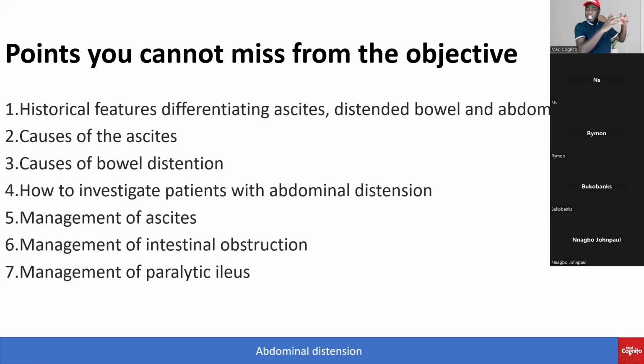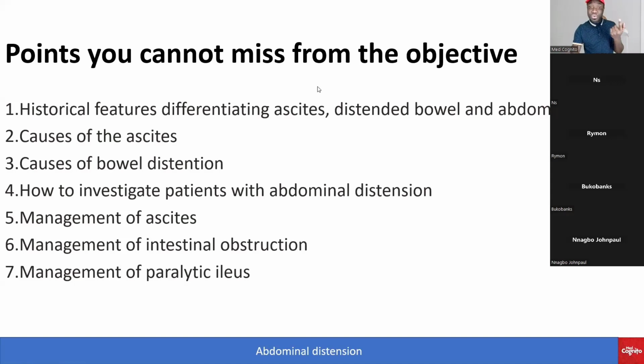Remember, even with history of development of ascites, if it is sudden after trauma, you're thinking about bleeding, or if it goes for days. If it is weeks, you're thinking about cirrhosis. If it is months and it is insidious, then you're thinking about malignancy. You've got to learn about the causes of ascites itself. And then you've got to also learn about how to investigate patients with abdominal distension.